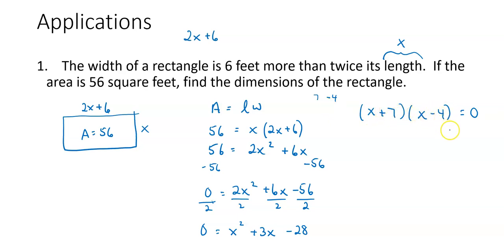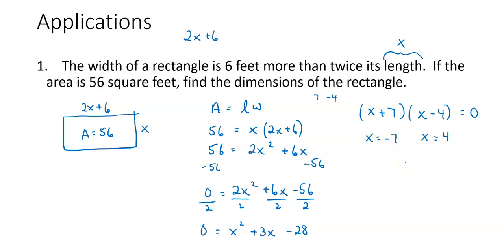Now here's where we want to be careful. If x plus 7 is equal to 0, x is negative 7, right? What number plus 7 gives me 0? It's negative 7. Over here, what number minus 4 equals 0? It's 4. So it looks like I got two answers. I got x equals 4 and I got x equals negative 7.